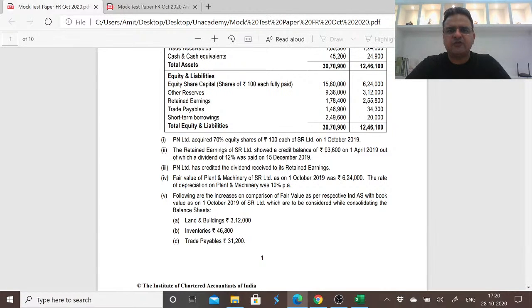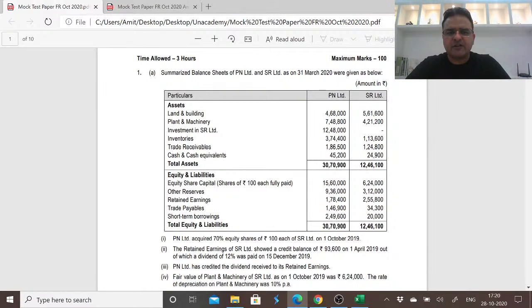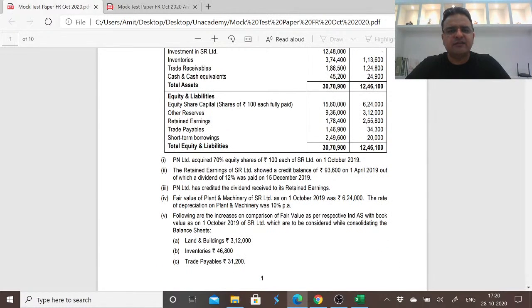Now these are the amounts which are direct increase in fair value. For plant and machinery, the fair value of plant and machinery on 1st October 2019 is given, not the increase in the amount. So we need to identify how much is the increase, since they have included some amount, 421,200, as part of the balance sheet. So we need to worry only about the increases.